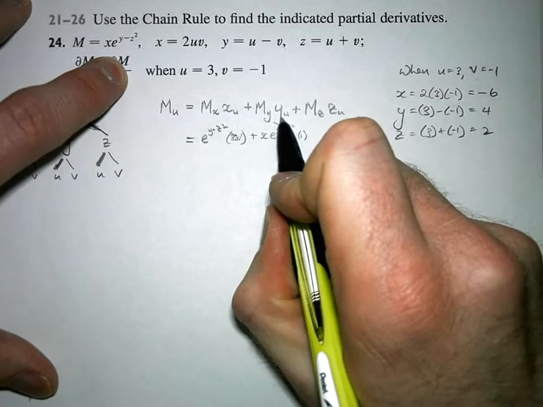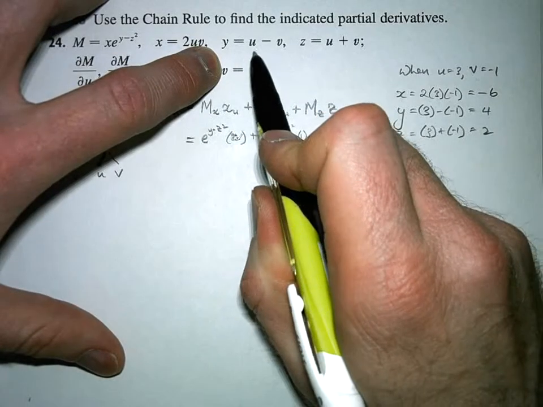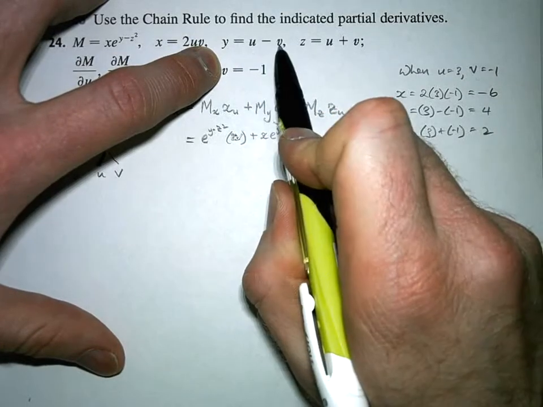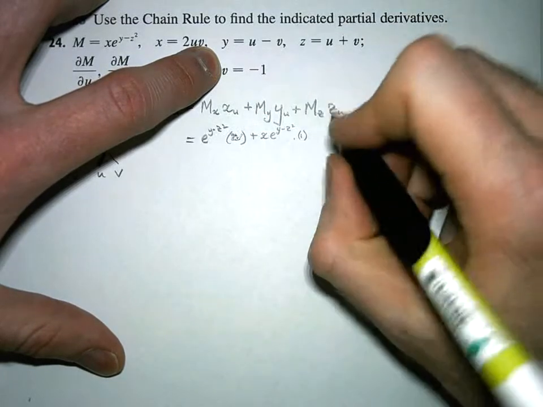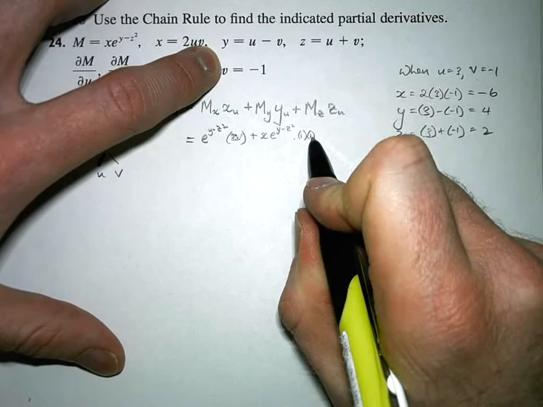Now we need to multiply by y subscript u. Differentiate y with respect to u. Well, the derivative there is 1 and the derivative there is 0. Remember, v is just a constant. So the y subscript u is simply 1.